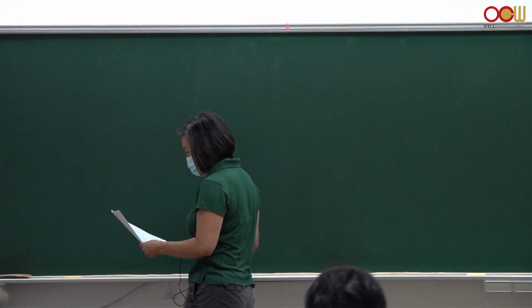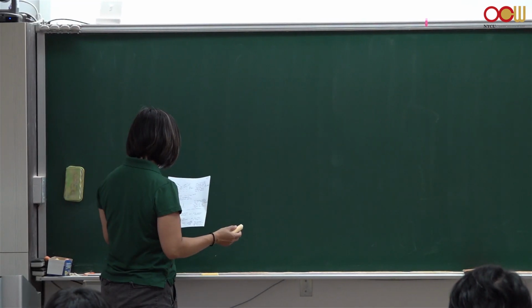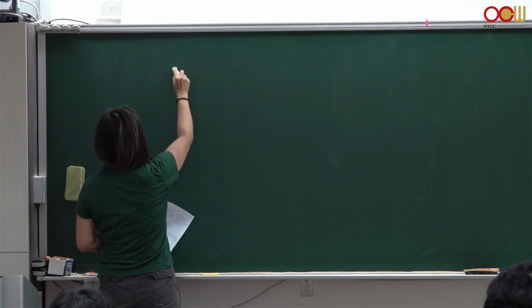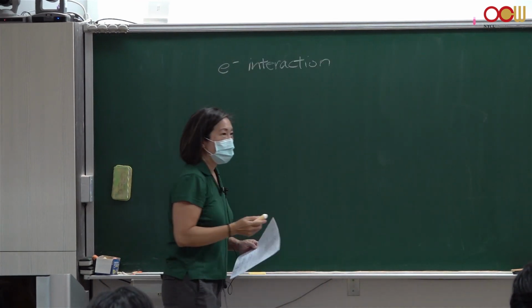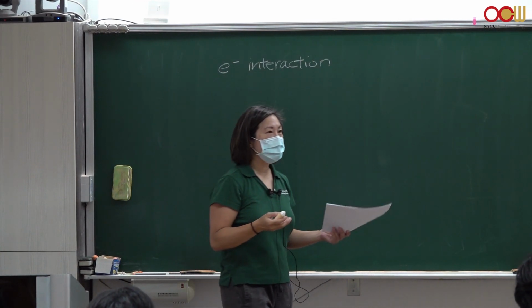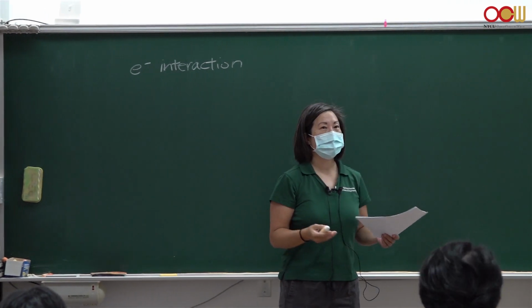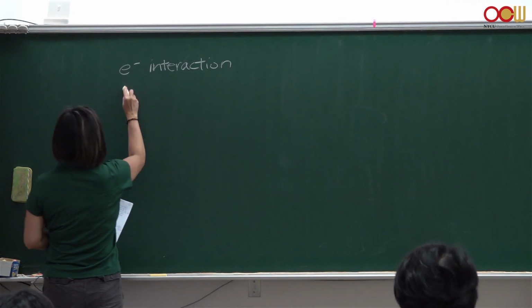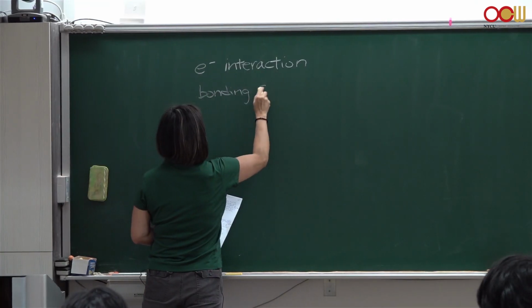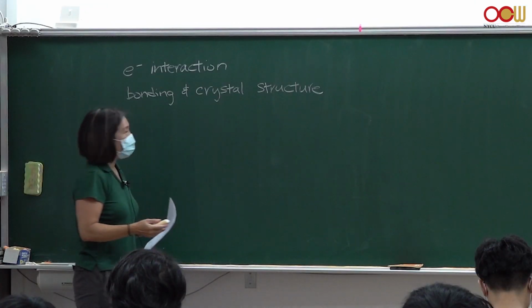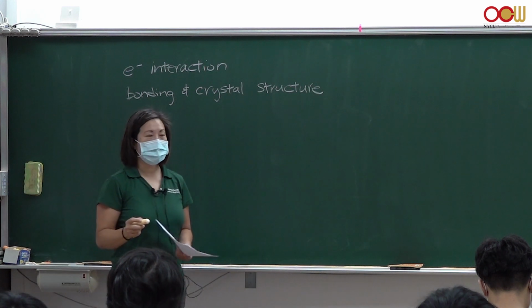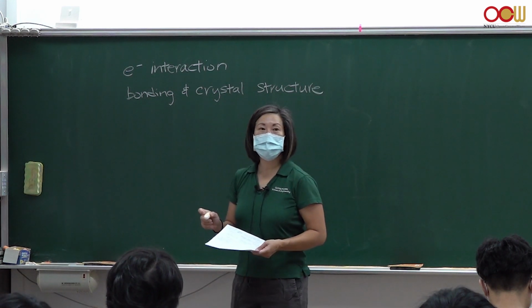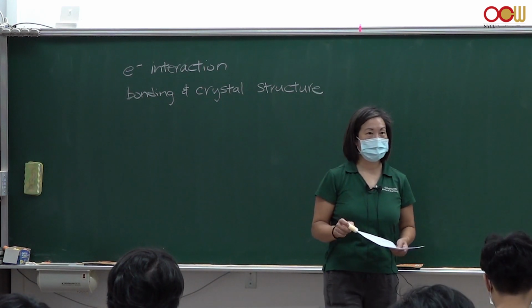So far, we started this class with electron interaction. We looked at valence electrons, we looked at how electrons interact, and that leads to different types of primary bonds. And then we looked at bonding and crystal structure. So based on the different kinds of bonding and the different kinds of crystal structures, you will also have different types of material properties.